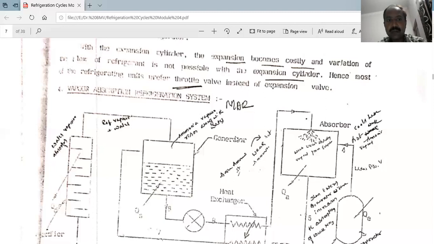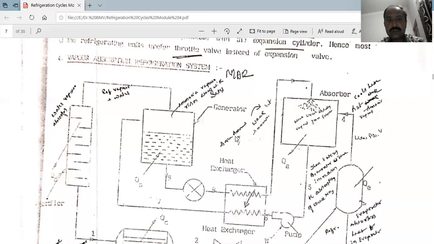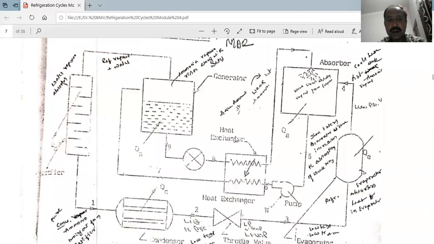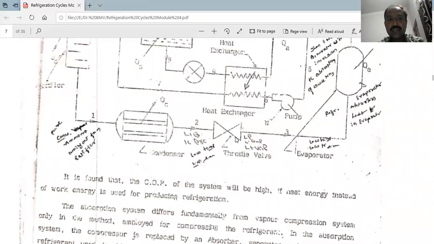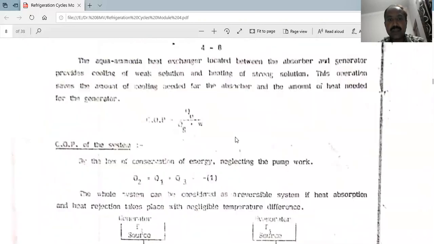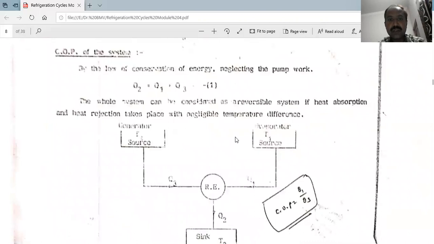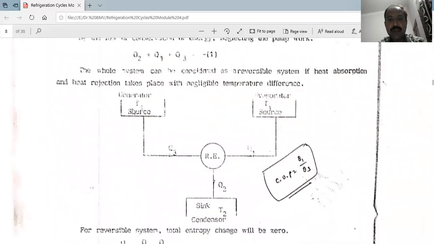The vapor absorption refrigeration system consists of many components and devices. To derive the expression, we have to simplify the derivation using a block diagram. We have made a simple block diagram here. Based on this block diagram, we are going to derive the expression for the COP of the vapor absorption refrigeration system.